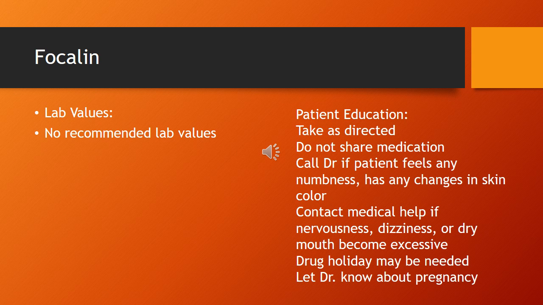They should also call their doctor if they feel any numbness or have any changes in skin color. Contact medical help if their nervousness, dizziness, or dry mouth becomes extremely excessive. And then also let them know that a drug holiday may be needed, and to let their doctor know about any pregnancy, or also to let their doctor know if they've ever abused or been dependent on alcohol or drugs, and to advise their school nurse, if they're in school, of medication regimen, and how they should be properly taking their medication.